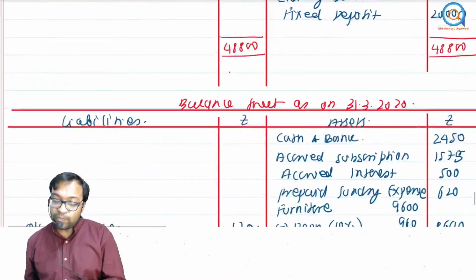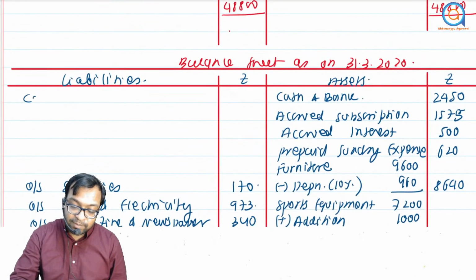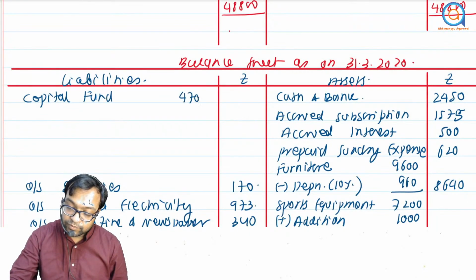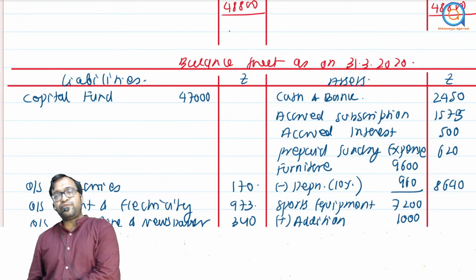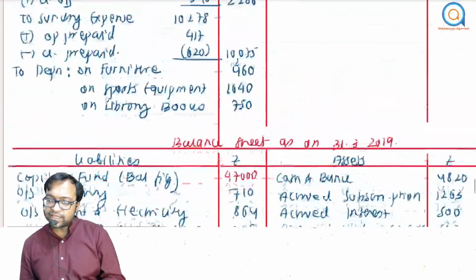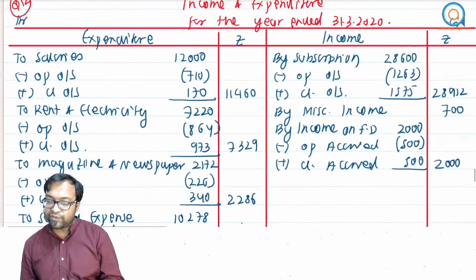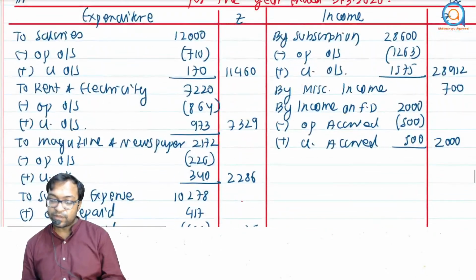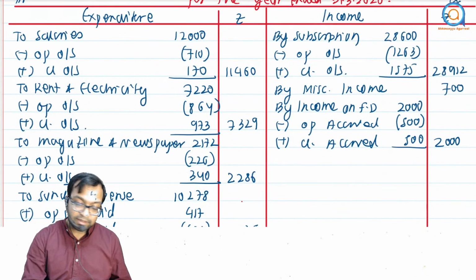Okay, now this opening capital fund will go to the closing balance sheet. 47,000. Now you have to check if there is a surplus, you will add it to this. If there is a deficit, you will deduct it from this capital fund. So let us go and check whether it is surplus or deficit. I don't know, I think it's a deficit.